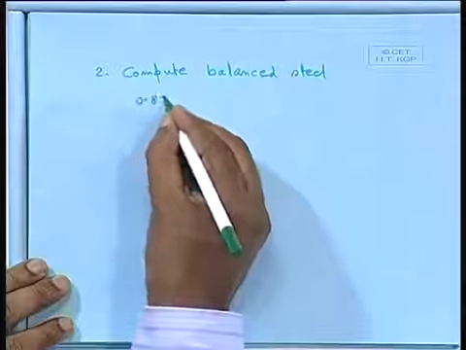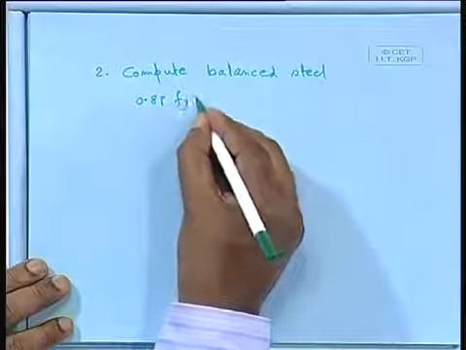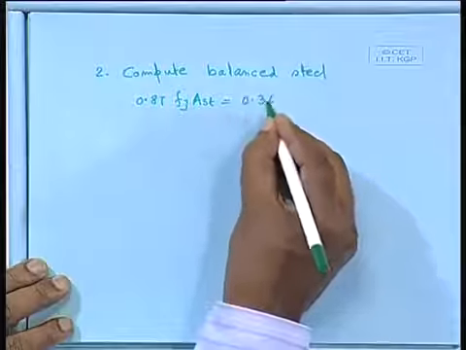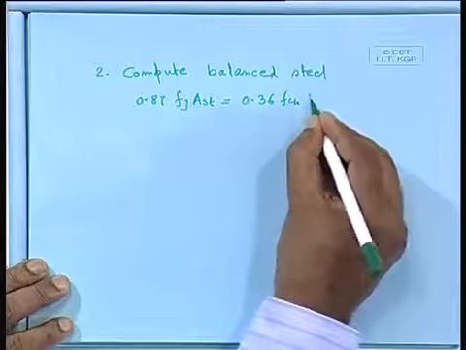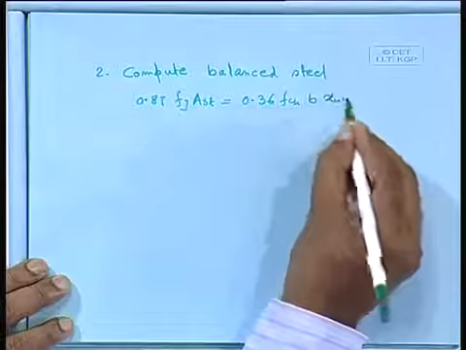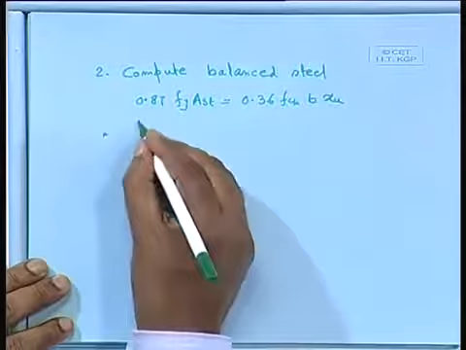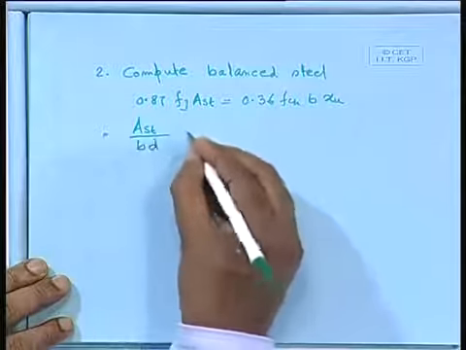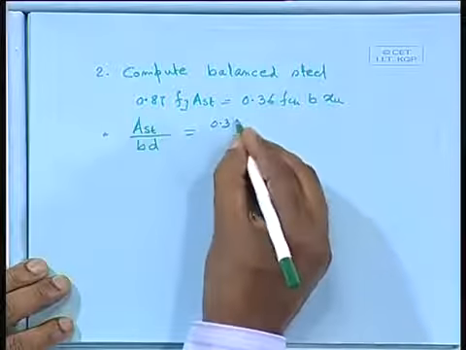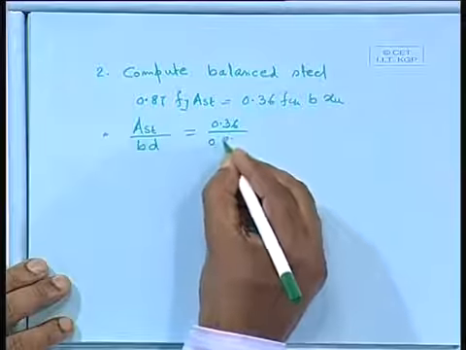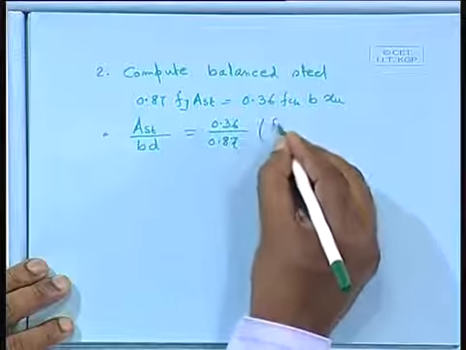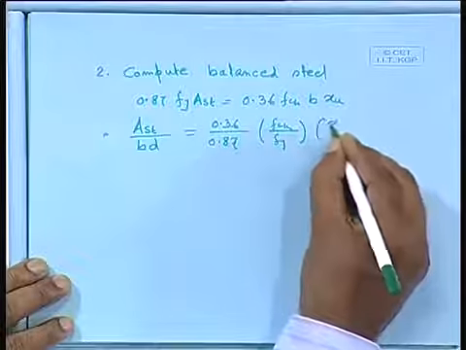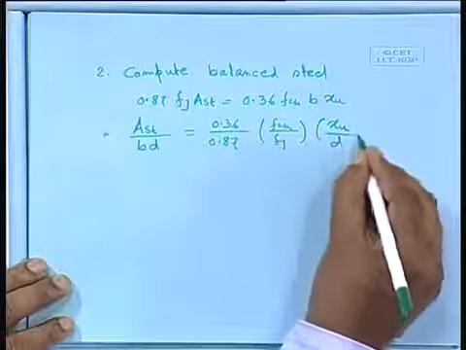Let us start from the beginning. 0.87 fy Ast equal to 0.36 fck b xu, or Ast by bd equal to 0.36 by 0.87 fck by fy times xu by d.